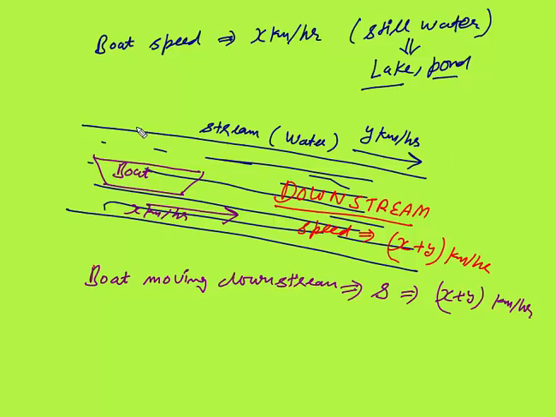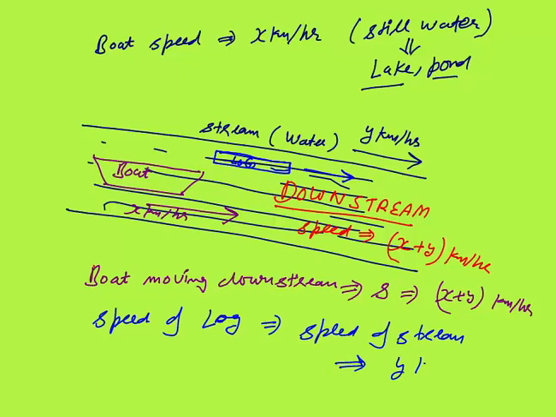What about a log? Log means a piece of wood. If a piece of wood will flow in this water, let's say I'm making this piece of wood. This piece of wood, if it floats, is called a log, L-O-G. If a log will float, in which direction will the log float? First of all, the log will float in the direction of water. As a log does not have its own speed, the speed of the log would be how much? Speed of stream, that is y kilometer per hour.